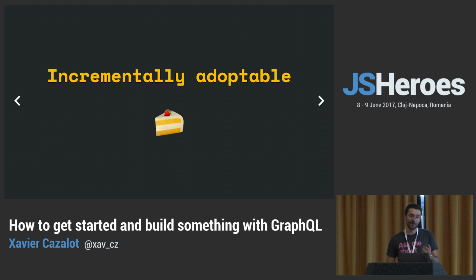If you like it, it may grow some space, but it can really live aside. And so if we think of our application as a cake, well, you can just take a piece or make it grow and just implement this new part of it with GraphQL. So GraphQL is incrementally adoptable, and I would say it's a piece of cake to do it.